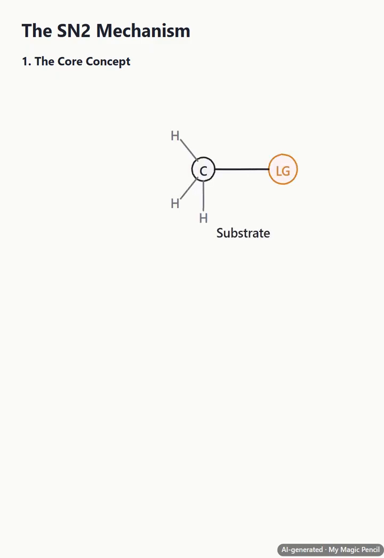Imagine a molecular game of musical chairs, but played with high-stakes chemical bonds. This is the SN2 reaction, a single, explosive step where one group kicks another out. Let's meet the key players. First, we have the substrate, featuring a central carbon bonded to a leaving group, which is ready to depart. On the other side, we have our nucleophile, a rich source of electrons looking for a positive target.